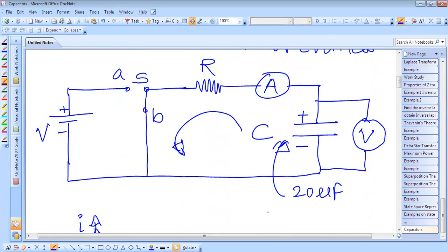Now we'll consider how the capacitor is charged and discharged. Suppose this is a two-way switch, and this is a capacitor of 20 microfarad connected in series with the ammeter, and the ammeter is connected in series with the resistor. The two-way switch is further connected to this voltage source, and the circuit is connected like this. Initially this capacitor is fully discharged, and therefore we have to charge it.